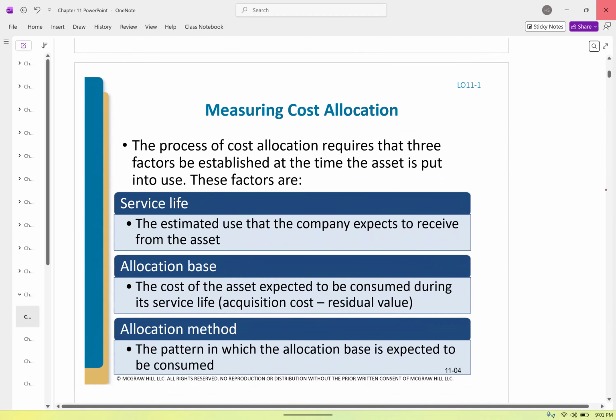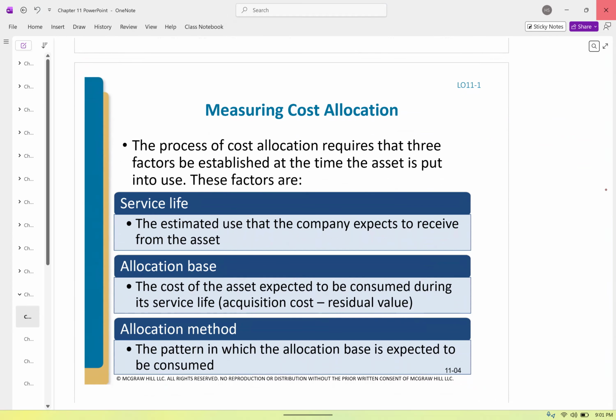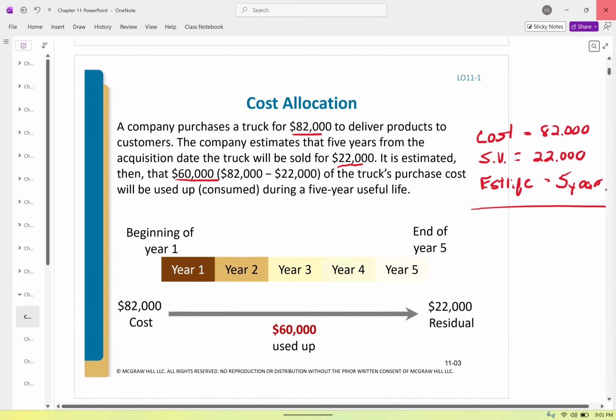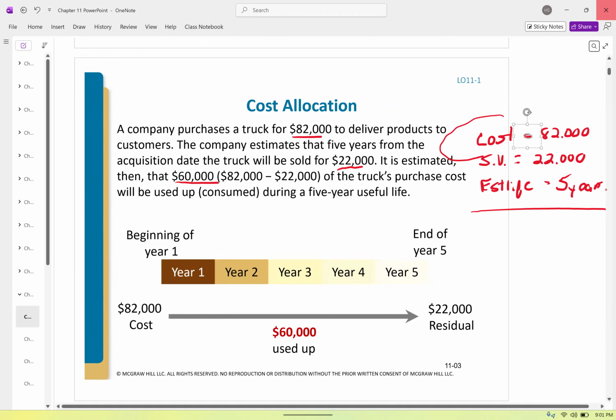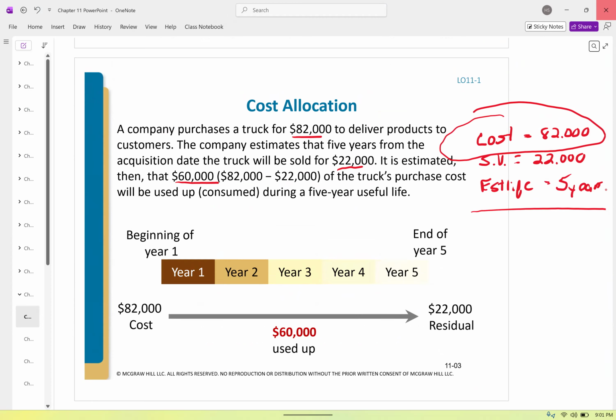There are some things that we don't know that we estimate when we are measuring this cost allocation. Those three little things up there, the only thing that we know for certain is how much we paid for it. Do we really know for sure that it's going to have a value of 22,000 at the end of 5 years? We really don't. That's an estimate. Do we really know if it's going to last us 5 years, less or more? At this point in time, that's the best estimate we have at this moment.